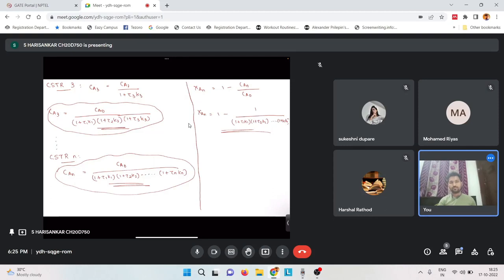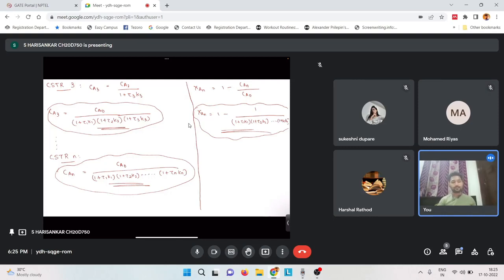Fine. So if you are tasked with solving a CSTR in series system, you can apply these equations to find the outlet concentration and the outlet conversion. And the interesting thing here is, you can apply the design equation for each and every CSTR separately.